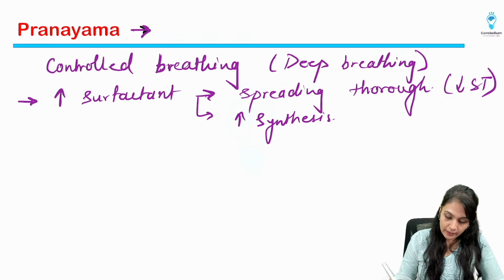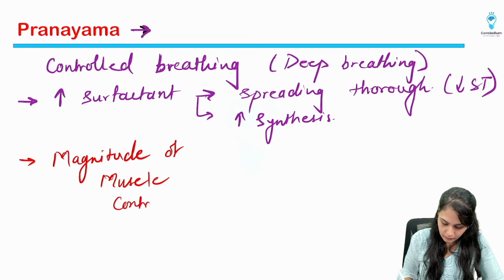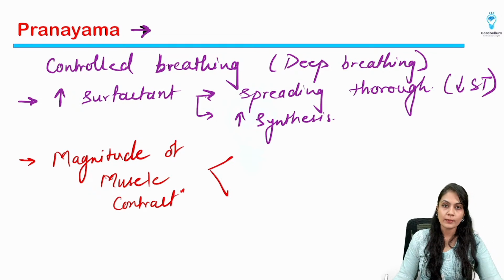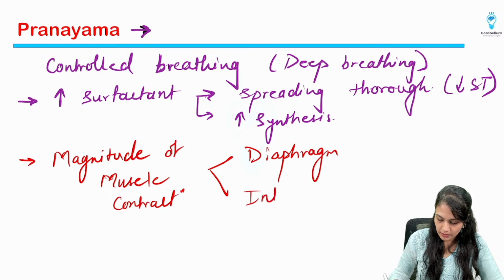Okay, the second thing that is going to happen is that the magnitude of muscle contraction increases. If I have to talk mainly about the inspiratory muscles, that is going to be the diaphragm and the intercostal muscles.